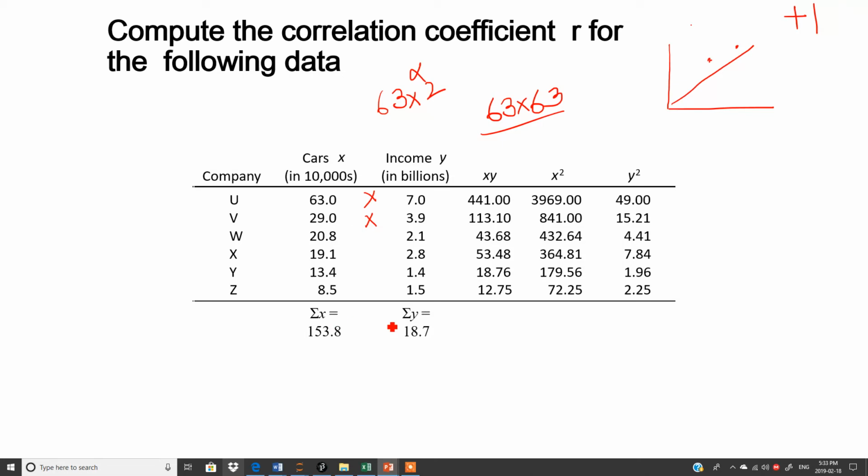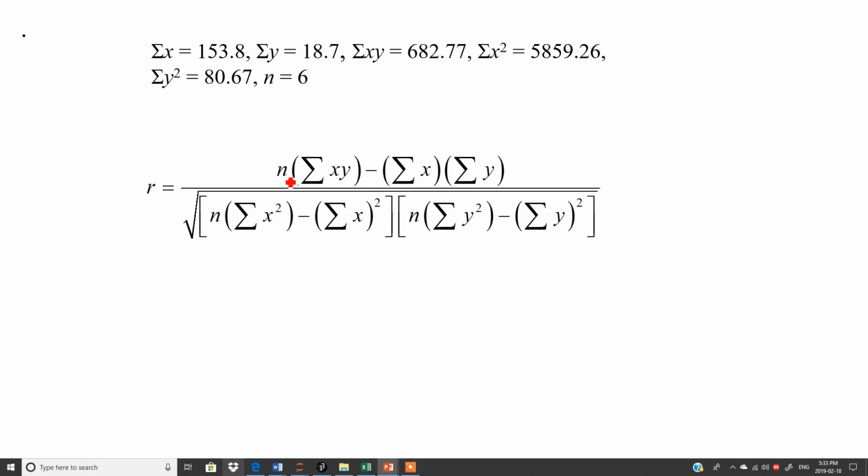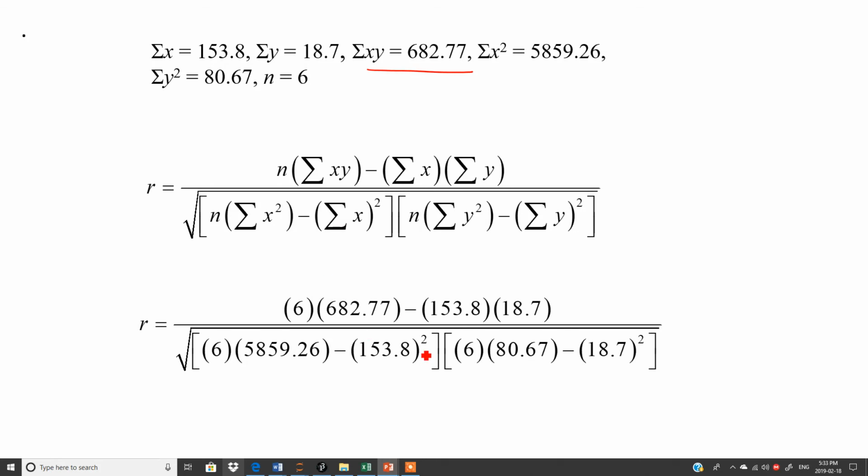This is the summation of x, summation of y. See, all are added together. Now we have the formula, and then you have to enter all these values. The number of observations: 1, 2, 3, 4, 5, 6. So n is equal to 6. This is our formula, n is equal to 6. Now you know everything: x, y, summation of x, y, x square, y square. Just put all these values in the formula.